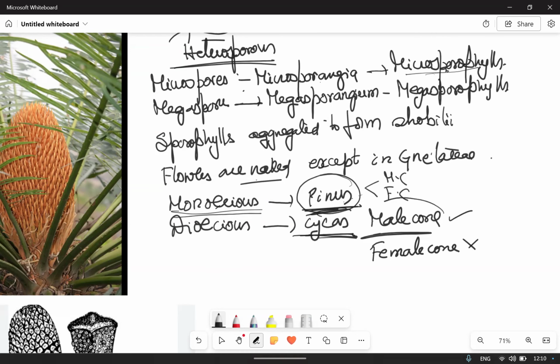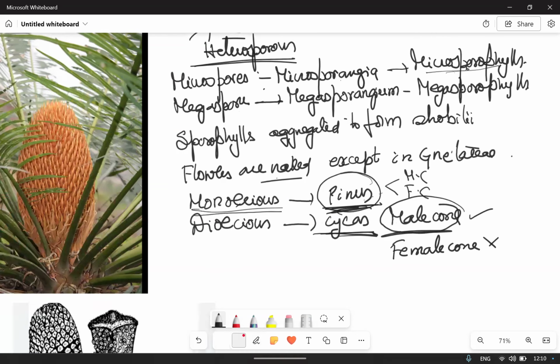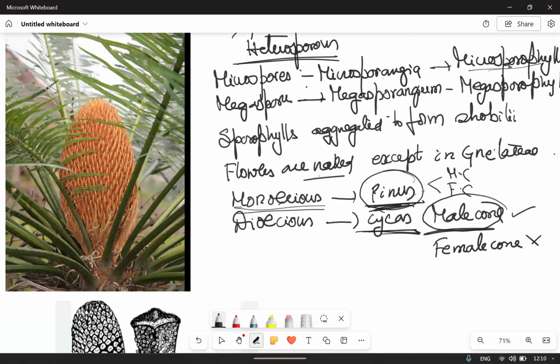So microsporophylls form the male cone. Look here, this is the male cone of Cycas. See, all the microsporophylls are aggregated to form a cone-like structure. This is the cone-like structure. That's why those are called cones or strobili.